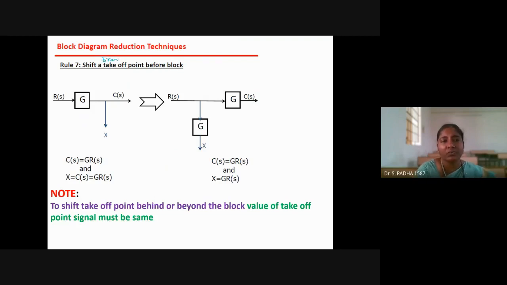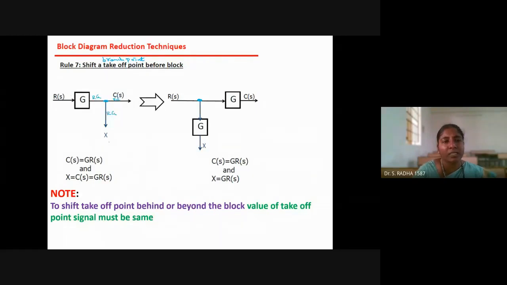Next, I am coming back to rule number 7. Here what we are doing is moving the branch point before the block. Initially the branch point is after G. I am moving it before the block G. So here R is coming over, and RG is the signal flowing everywhere.